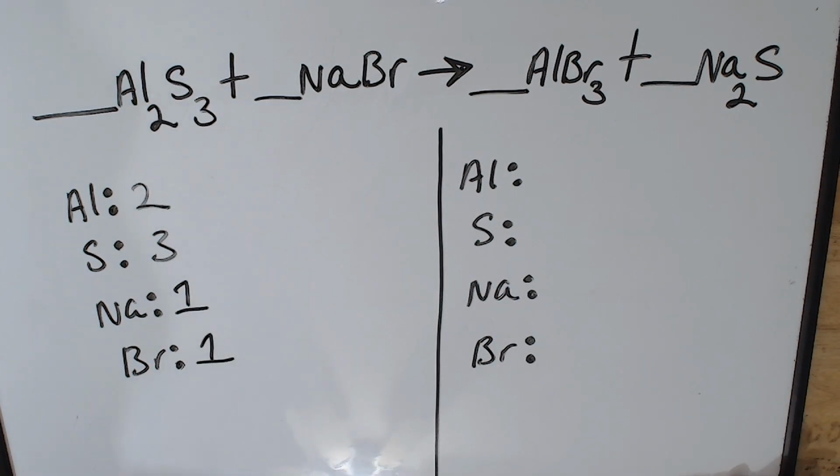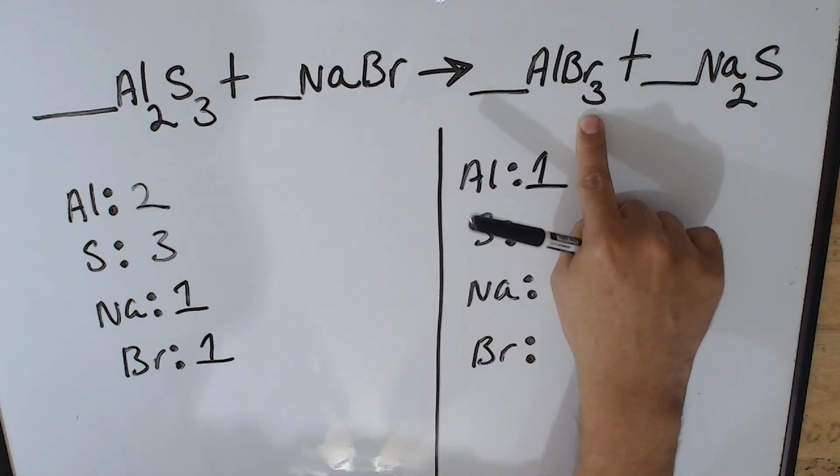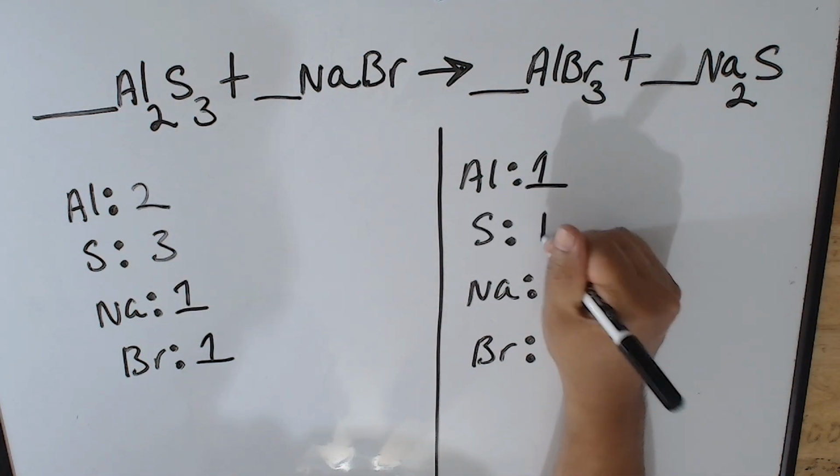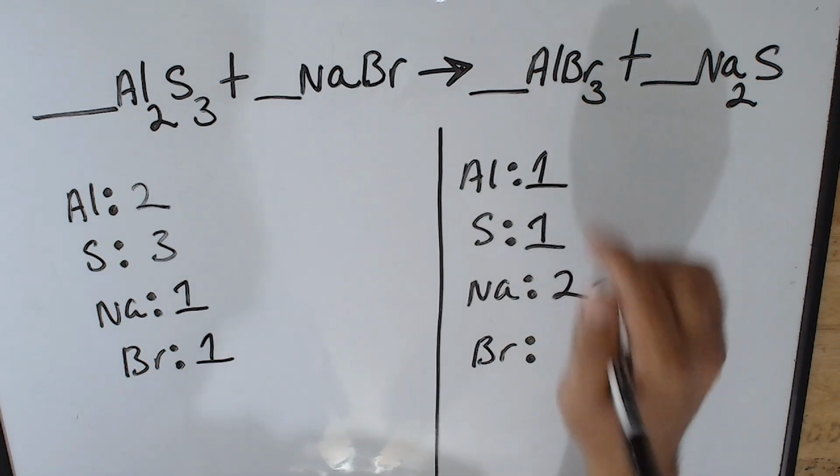On the product side, we have 1 for aluminum, 1 for sulfur, 2 for sodium, 3 for bromine.